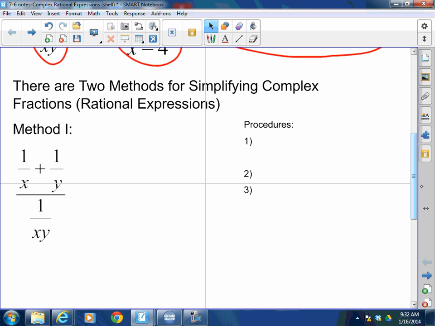Just like when we did the factoring trinomials with ax squared. Remember there was the cubic method, and then we had that little box method. You guys got to choose the method you like.